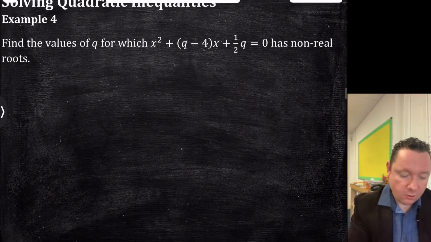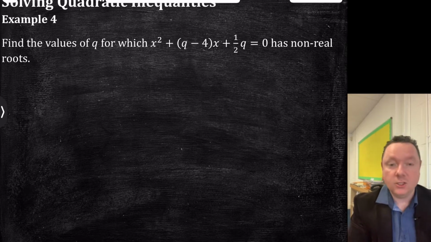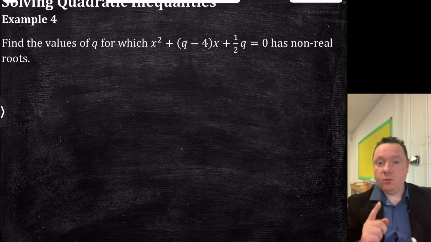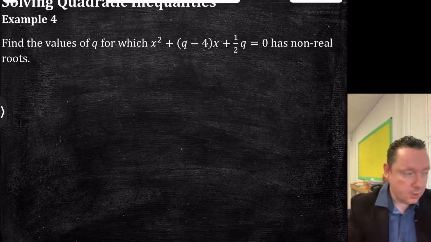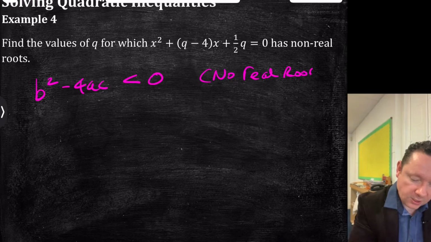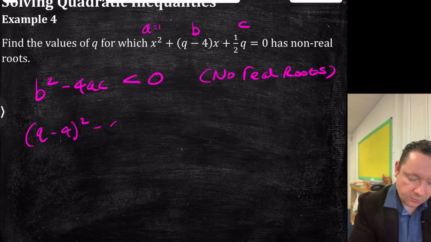Solving quadratic inequalities. Example 4 says find the values of q such that this quadratic has non-real roots. If it's not got real roots, that means that b squared minus 4ac is less than 0. b squared minus 4ac is less than 0 for no real roots. So we just then sub in b squared minus 4ac. So there's my a is equal to 1. There's my b in front there, and there's my c. So I've got q minus 4 squared minus 4 times 1 times a half of q. And we're going to solve that to be less than 0.